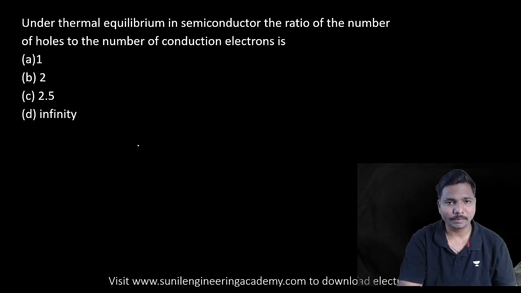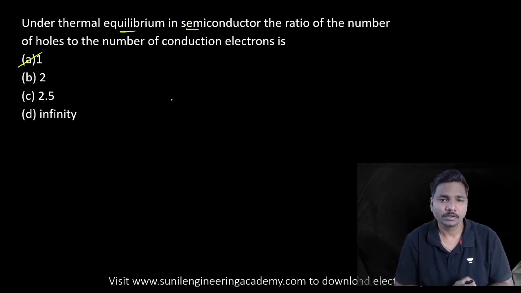Under thermal equilibrium in a semiconductor, the ratio of number of holes and number of conduction electrons. Under thermal equilibrium, the number of holes and number of electrons will be equal. So equal means the ratio is 1.